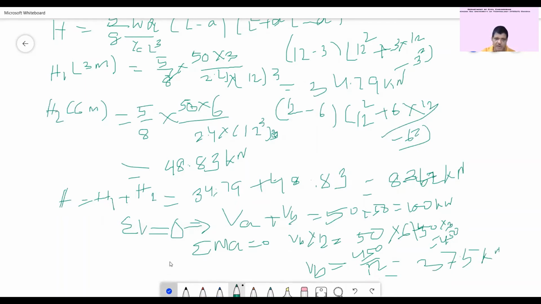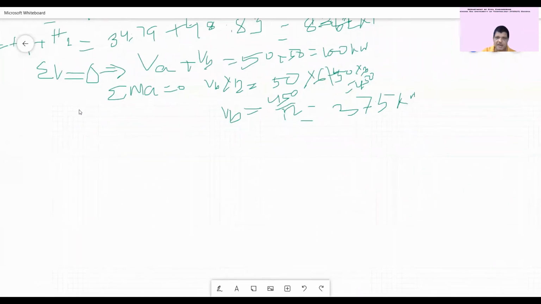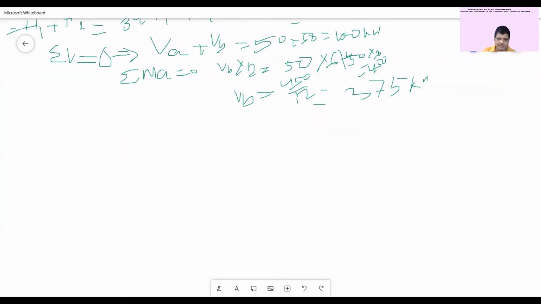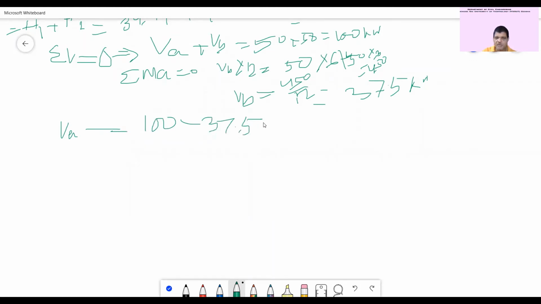Now, what is the value of VA? VA will be equal to the total load, which was 100. So 100 minus 37.5 is equal to 62.5 kilonewton. Right. So once you find VA and VB, then we have to find out the moment at D. You will calculate the moment at D.